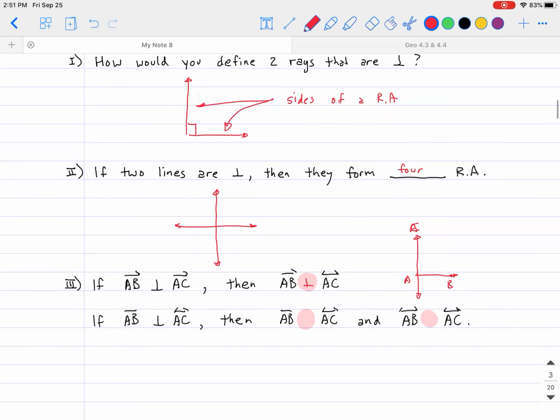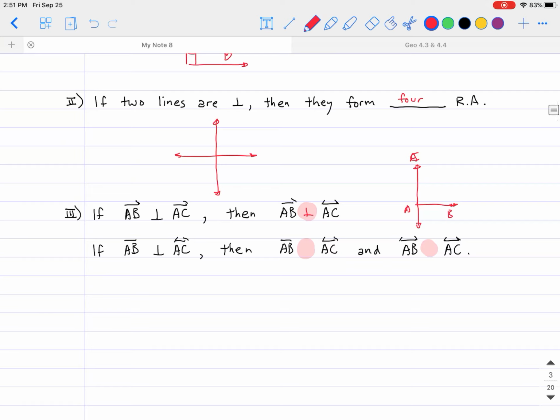And finally, for the last one, if AB, the line segment, is perpendicular to AC, the ray, or actually AC, the line. So here's A, and here's C, and here's B, right? If this line segment is perpendicular to it, then we can say that AB is definitely perpendicular to the entire line of AC. And also AB, the line, is also perpendicular to AC.